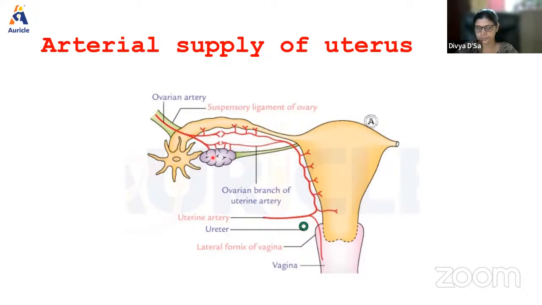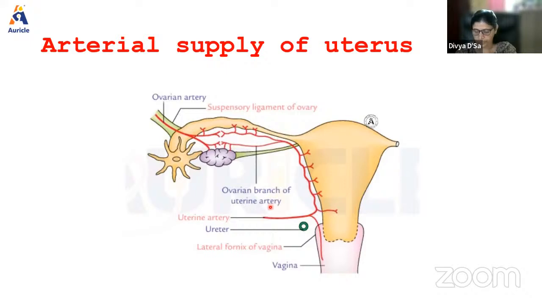This uterine artery is a branch of the anterior division of the internal iliac artery. It crosses in front of the ureter from the lateral to the medial side, and then runs upwards along the broad ligament, along the lateral border of the uterus.